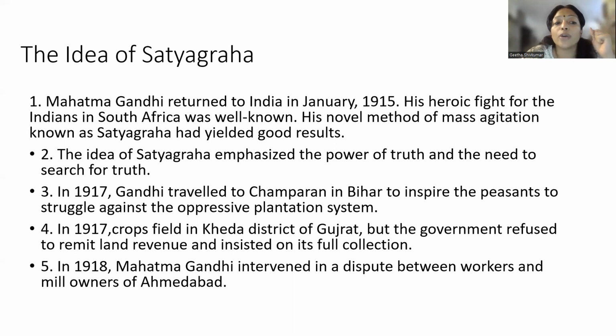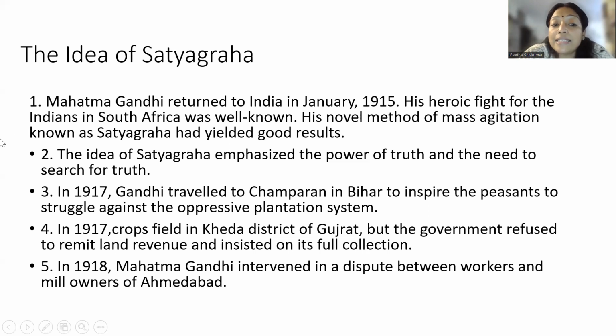In the year 1917, Gandhiji traveled to Champaran in Bihar to inspire the peasants to struggle against the oppressive plantation system. This can be a map question also: where is Champaran? In history, map work is only going to come for identification. They will give you the places and can ask, in the year 1917, identify the place where the plantation struggle happened. So you need to know it is Champaran.